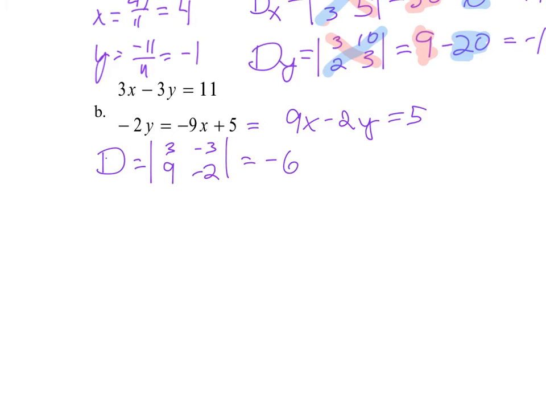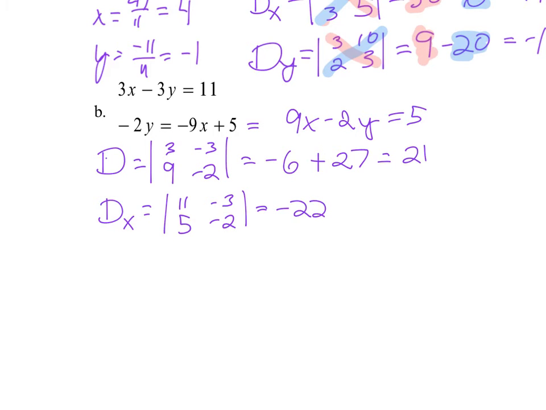That's negative 6 minus a negative 27. So that leaves me with 21. D sub x is going to be keeping the y column. Change it to my answers, which are 11 and 5. This is going to give me negative 22 minus negative 15. So that's minus a negative 15 becomes plus 15. And then that's negative 7.